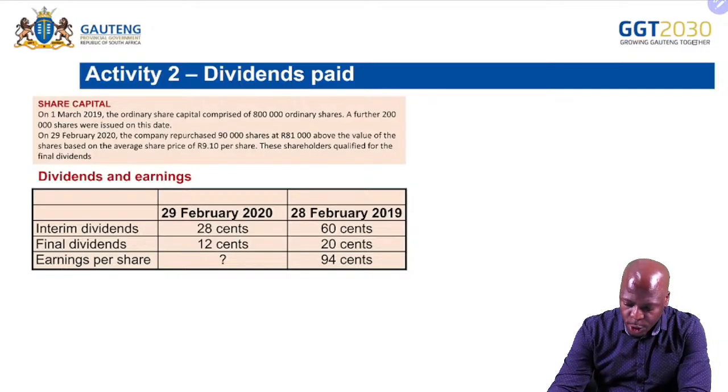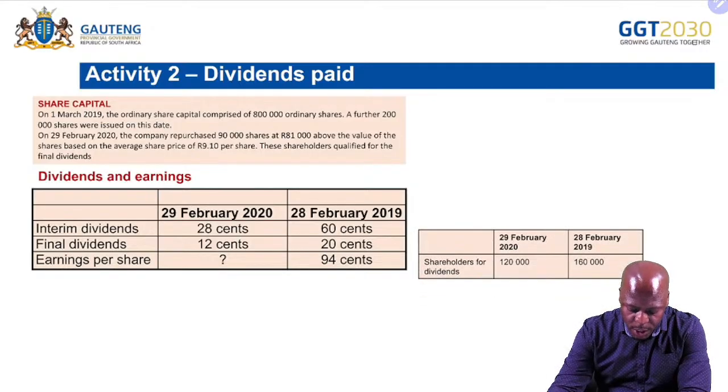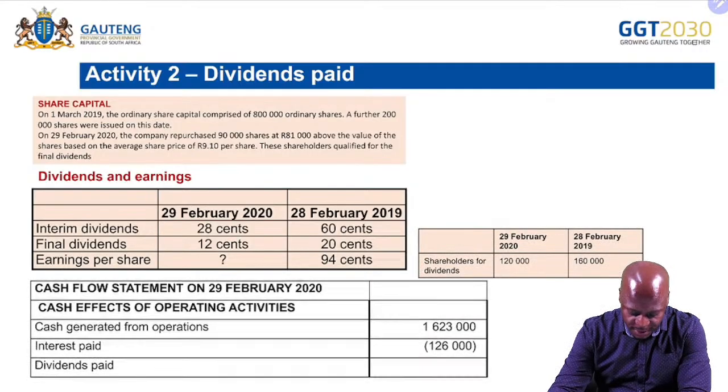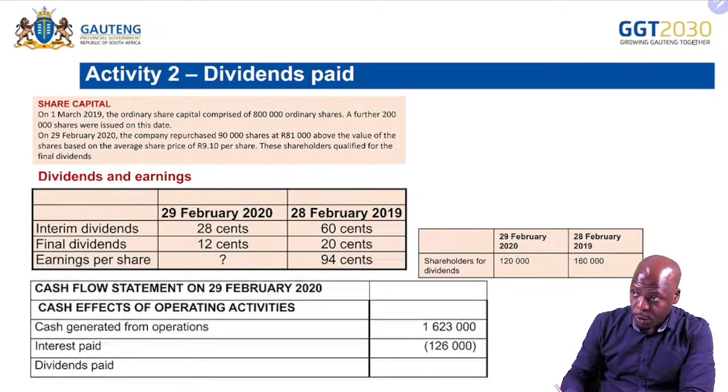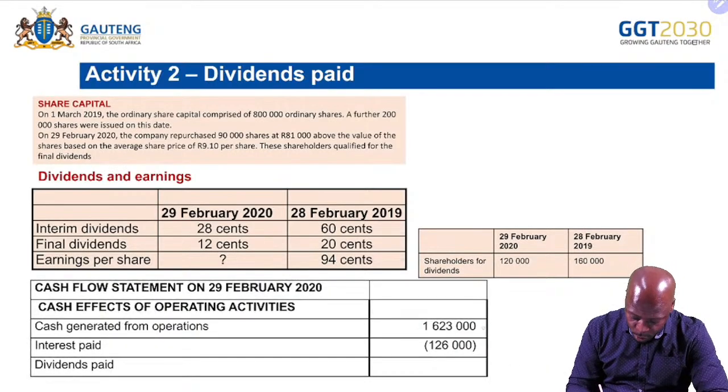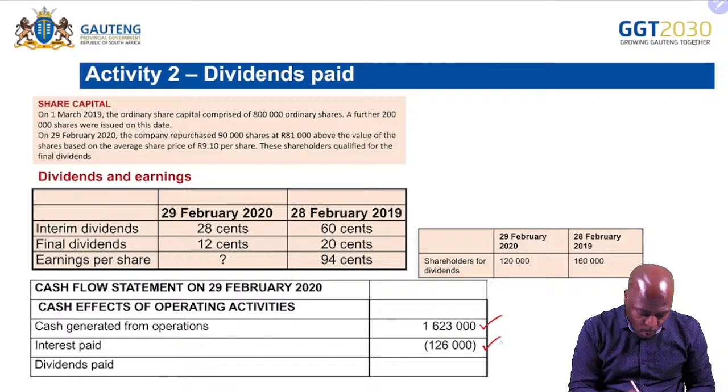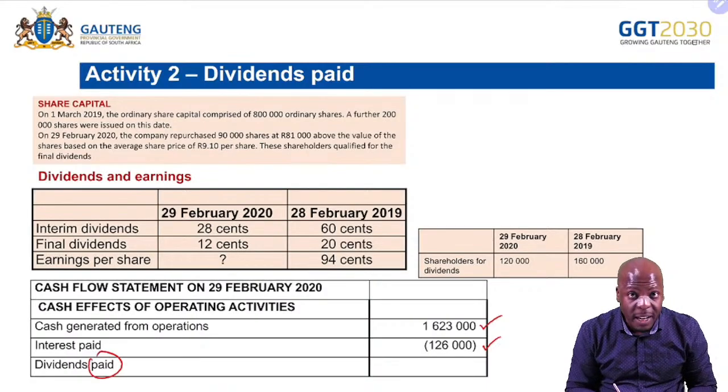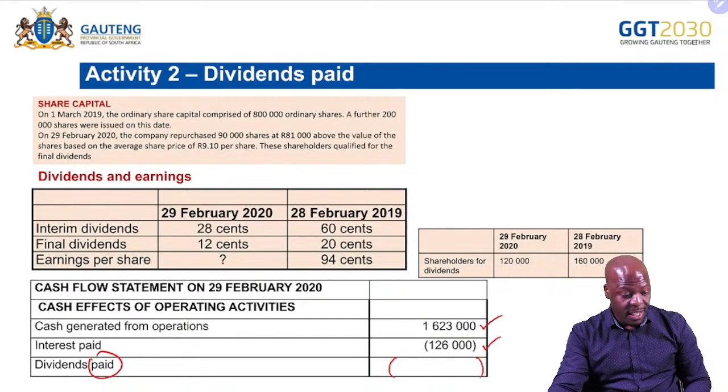Dividends. You do understand that when we have shareholders, we need to pay them dividends. All right? So far I have this one from the previous activity. I also have the 126, but here I need dividends. What is the keyword? Paid. Paid means what? Brackets. Even before I calculate my dividends.